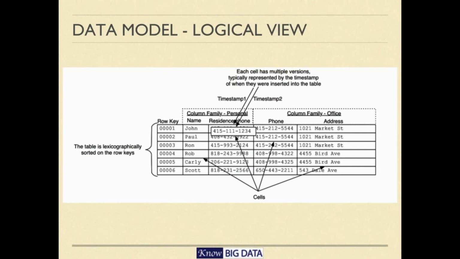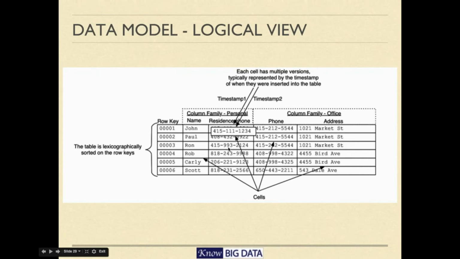All right, so you can see that here there is this nice table. It has row keys which are ordered, you can see that, and it has two column families. One column family is called personal and the other is called office. Inside the personal column family you have name and residence phone. In the office column family you have phone and address. Please keep a note that two different column families can have the same column qualifier. It could have been phone instead of residence phone. It is completely okay.